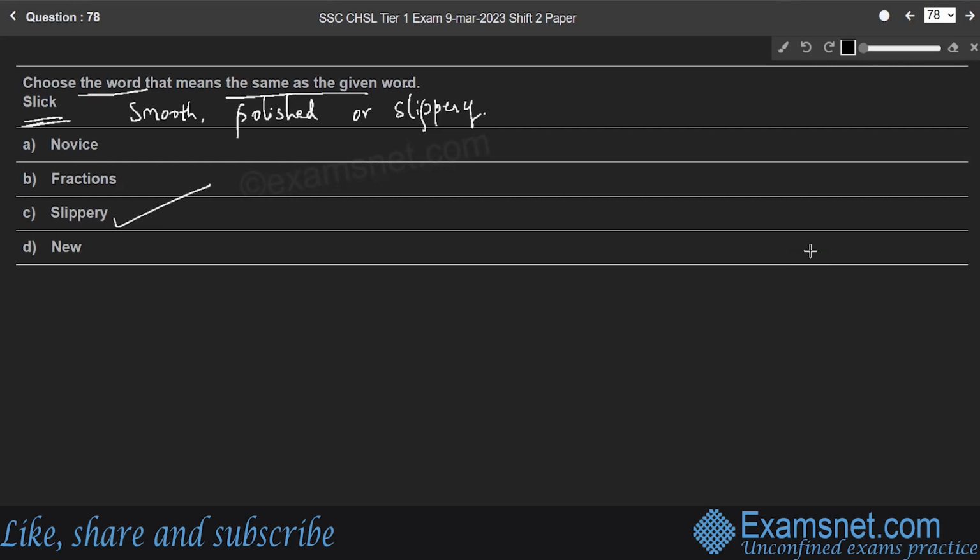Whereas novice refers to a person who is new or inexperienced in a particular field or activity. It does not have the same meaning as slick. Whereas fractions, option B, refers to mathematical divisions of a whole into equal parts. It has no connection to the meaning of slick. Whereas new means recently created or discovered or acquired, right? Therefore, option C is the right answer.